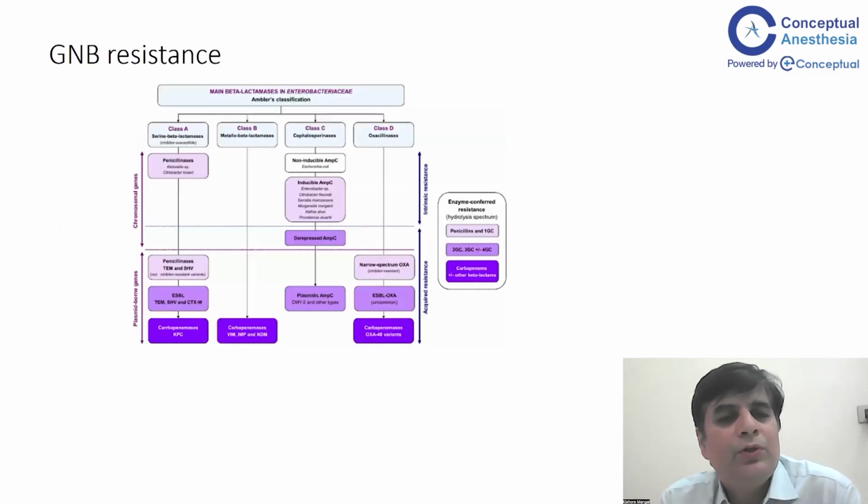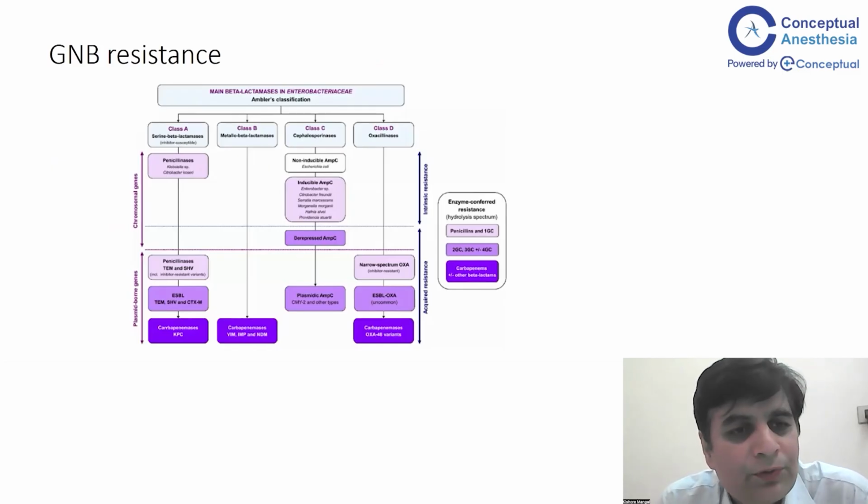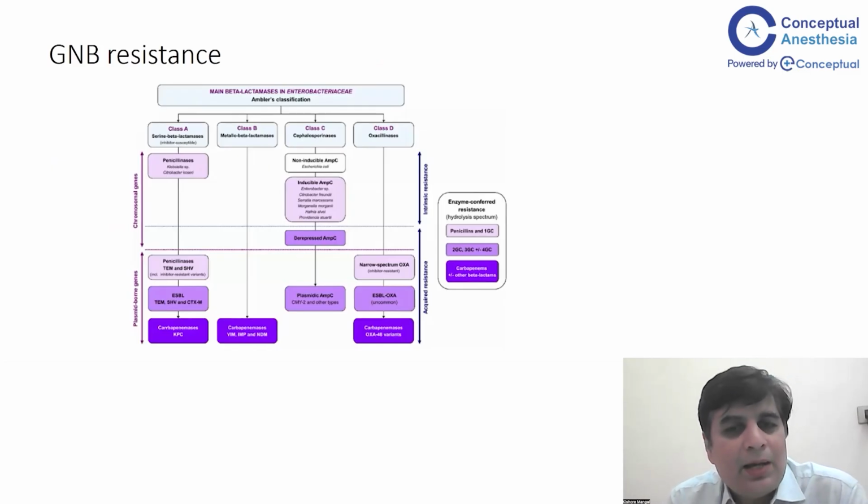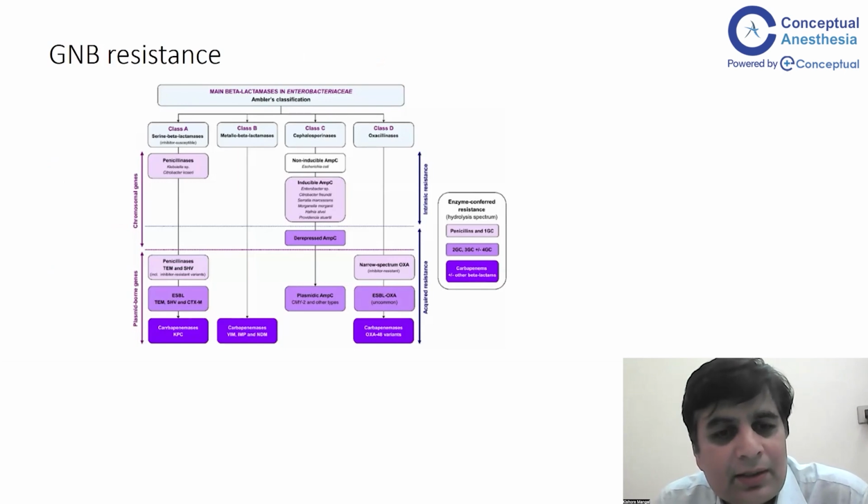So just before going on to different reports, this is just an overall overview of GNB resistance. These are the main beta-lactamases in the Enterobacteriaceae family, and this classification is known as Ambler's classification, and it has got four classes: Class A, B, C, and D. Class A is serine beta-lactamase. In that we have penicillinase, which are common, and these include TEM and SHV. These are enzymes which give resistance to penicillins and first generation cephalosporins.